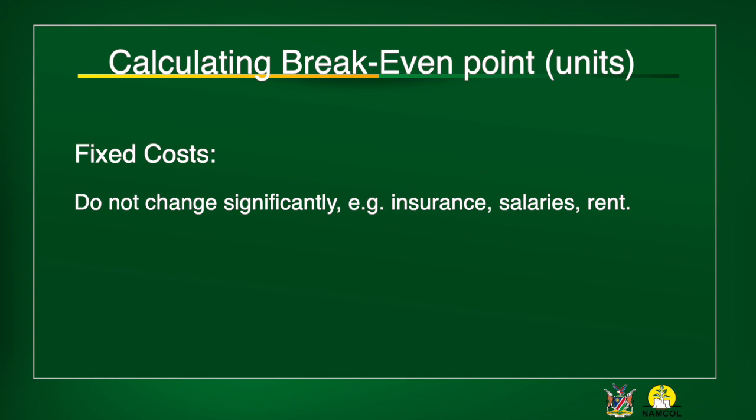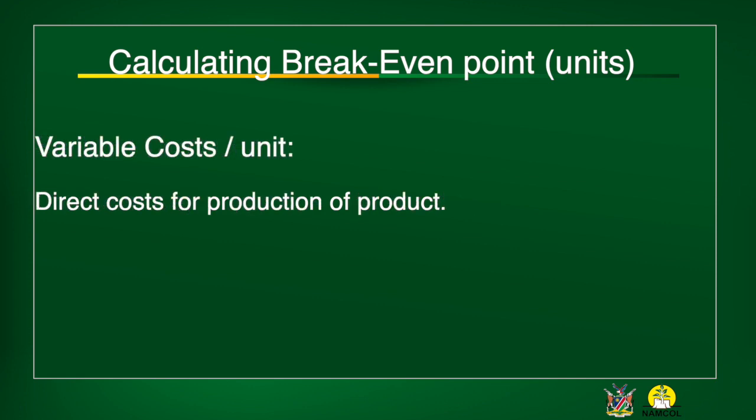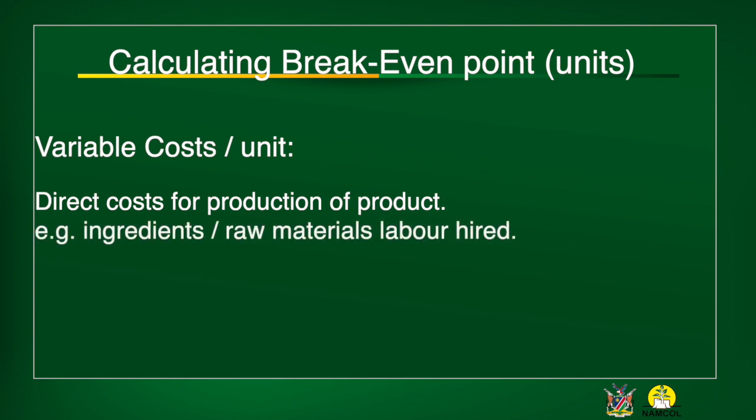Got that? Now, the selling price per unit refers to the amount an enterprise is going to charge customers for just one of the products. And the variable cost per unit includes all the costs directly incurred in the production of a product, such as ingredients or raw materials you bought and the labor you hired or paid for.